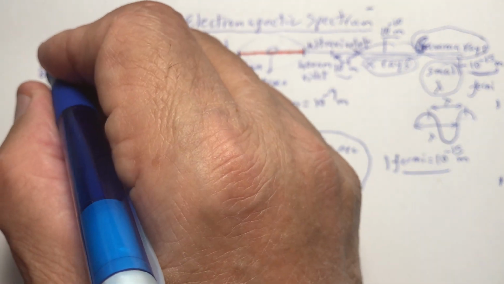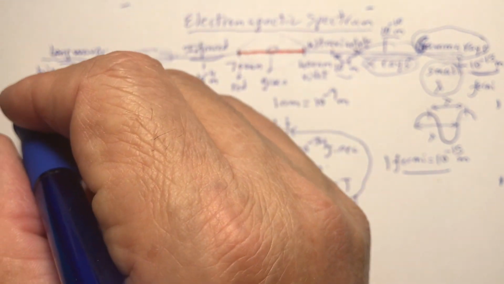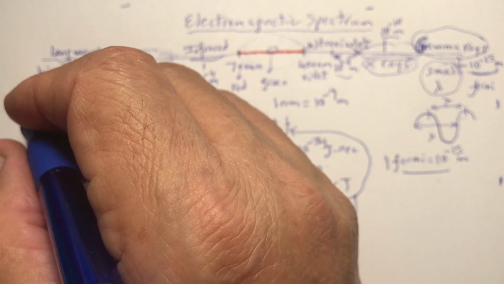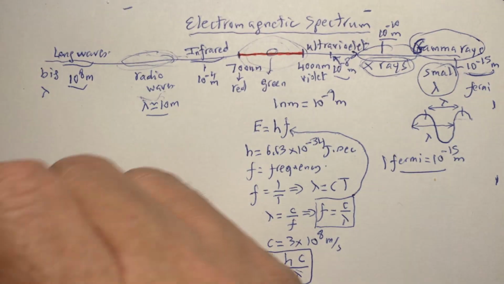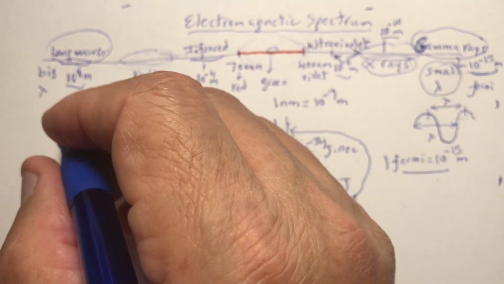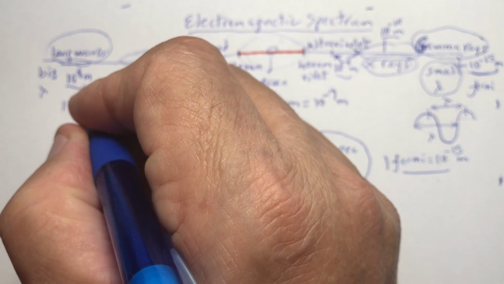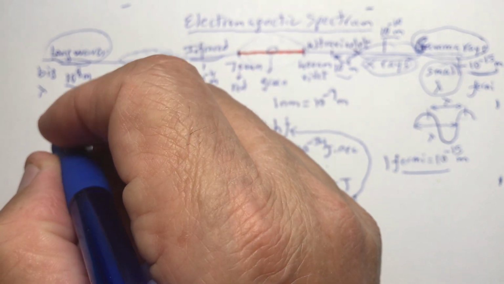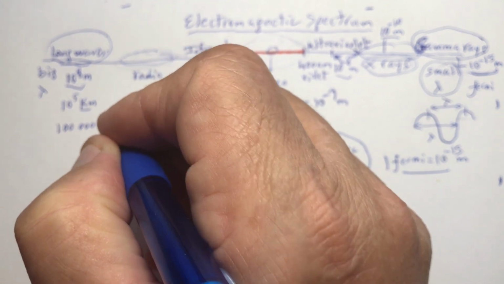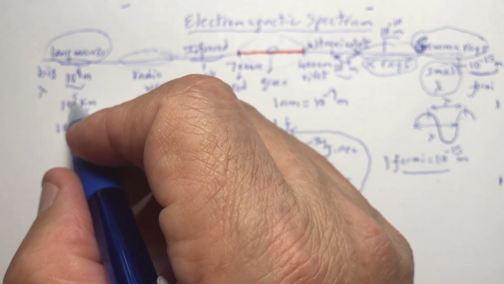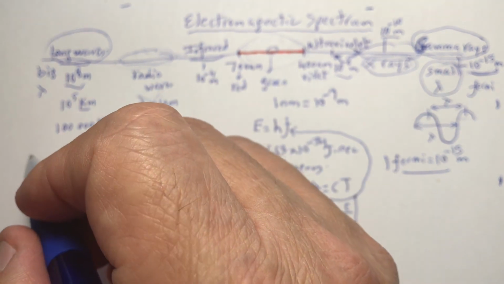Now, here we have the long waves. They can go up to, for example, 10 to 8 meters. So these are long waves. What is 10 to 8 meters? 10 to 8 meters is 10 to 5 kilometers, that's 100,000 kilometers. Because I have 10 to 8 divided by 10 to 3, so I get 10 to 5 kilometers, 5 zeros.